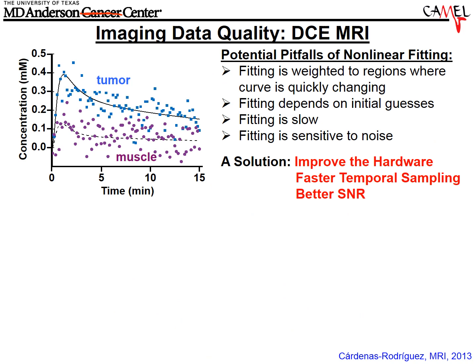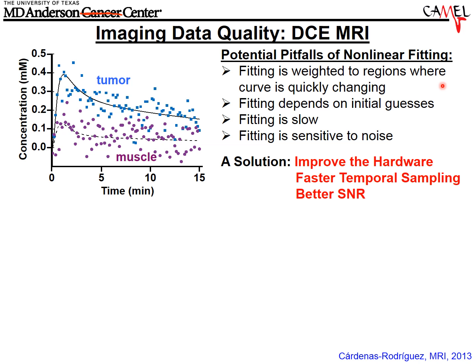This is shown here in kind of a less than average example, quite noisy for the tumor and muscle data that's here. And you know the fitting is weighted towards regions where the data is changing rapidly. When you do nonlinear fitting, you need initial guesses. I haven't heard anybody say that they really enjoy nonlinear data analysis within MATLAB.